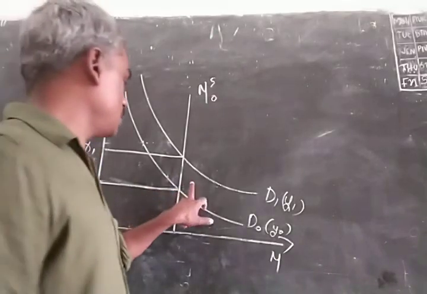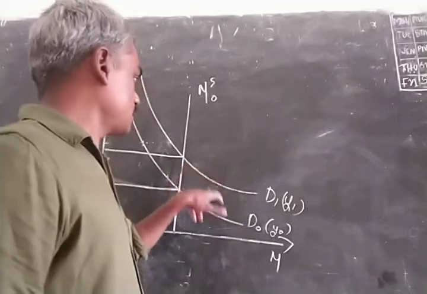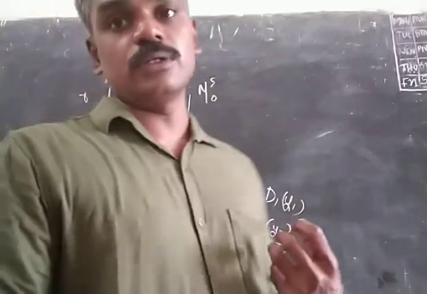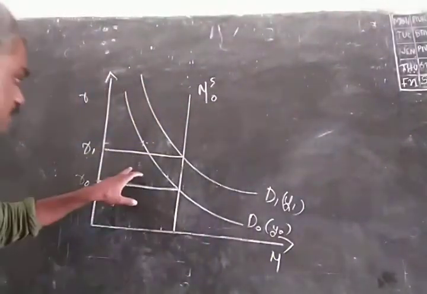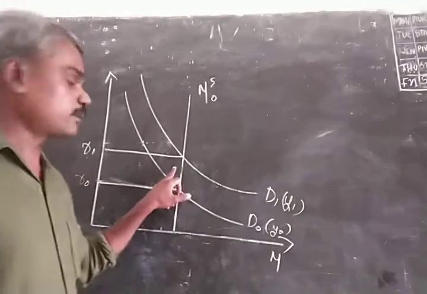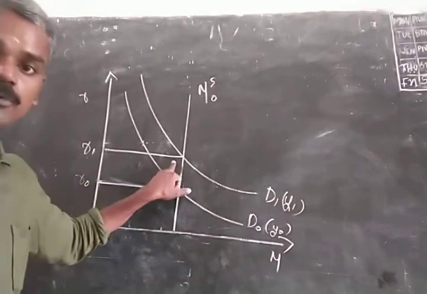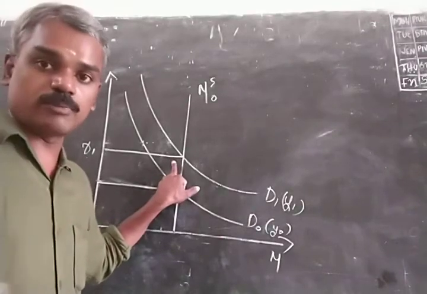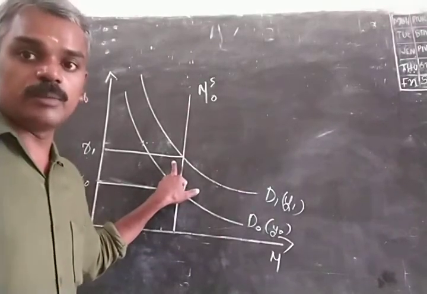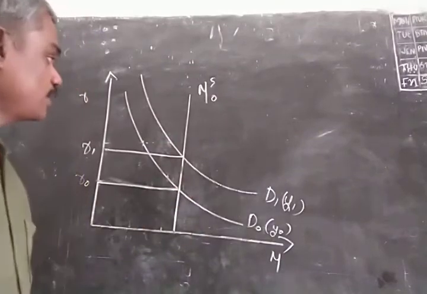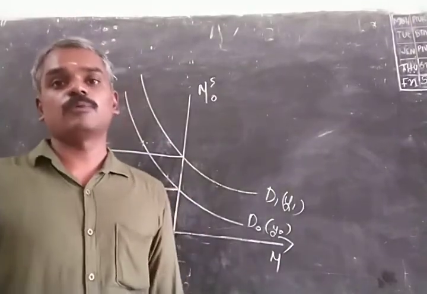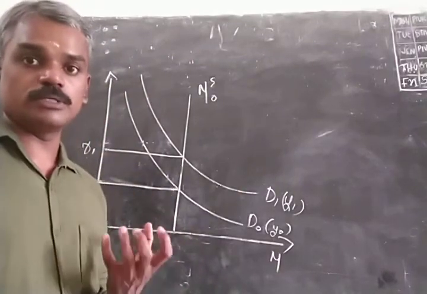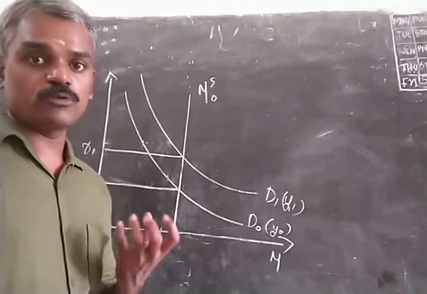So in order to equate demand for money with supply of money at a higher level of income, the interest rate has to increase. Why does this have to happen? Why does the interest rate have to increase? Because when income increases, there is an inequality between demand for money and supply of money. When income increases, demand for money increases. Supply of money does not change. So demand for money is greater than supply of money. So what should happen? Either supply of money has to increase or demand for money has to fall. Supply of money is not going to increase because it is exogenously determined. So demand for money has to fall.